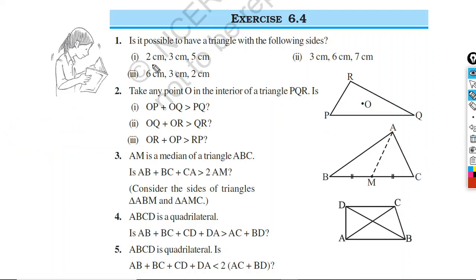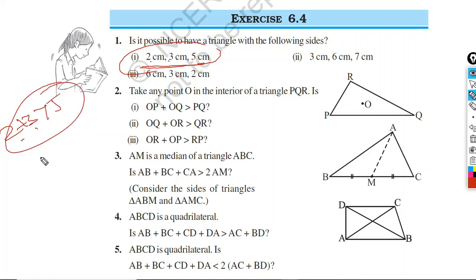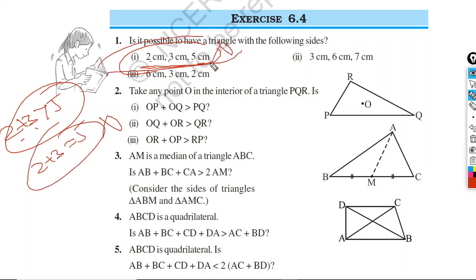What you need is that you have to check it out. Is 2 plus 3 greater than 5 or not? 2 plus 3 is equal to 5. So in this case, this triangle cannot be constructed.